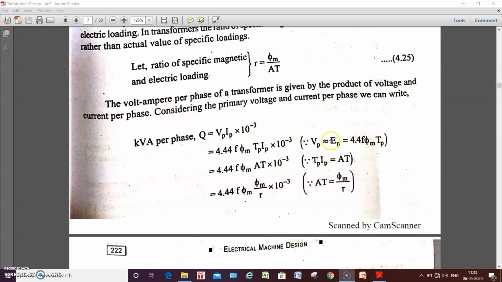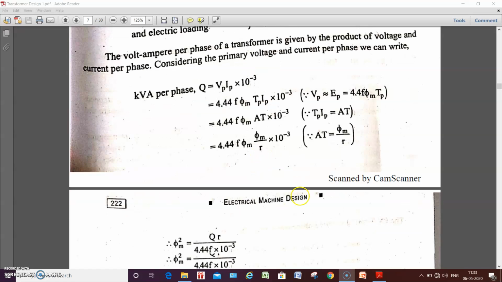So this is the EMF equation, the conventional EMF equation multiplied with this Ip into 10 to the power minus 3. So we have assumed Vp is equal to Vp. So this is the EMF equation. Okay. So that it is ampere turns. Okay, so ampere turns we are substituting in terms of this magnetic and electric loading. So it is the electric loading, so it will be magnetic loading divided, phi m by r. So we are substituting for the ampere turn as phi m by r.